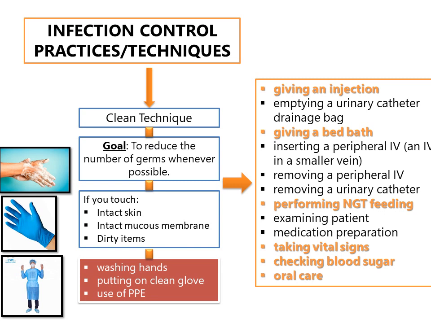Now, if you are following clean technique, what are the things that nurses are usually doing? First, before you do the procedure, you wash your hands. And you have been doing this since week one. You either wash your hands or do hand rubbing. Then after you do your hand washing or perform hand rubbing, the next thing that you usually do is to put on clean gloves, right? Okay? And in some instances, you put on PPE.